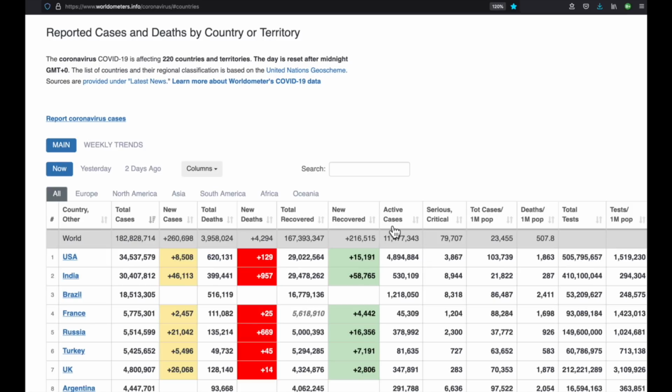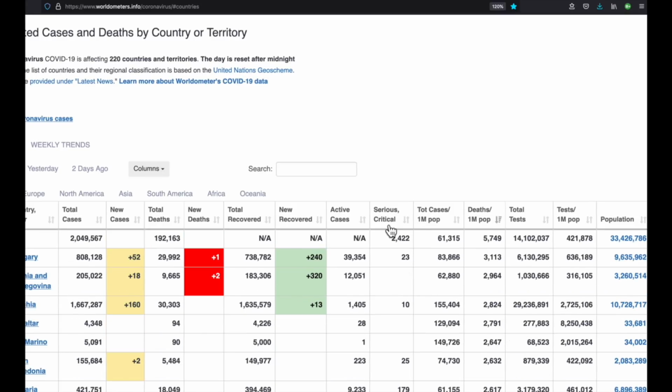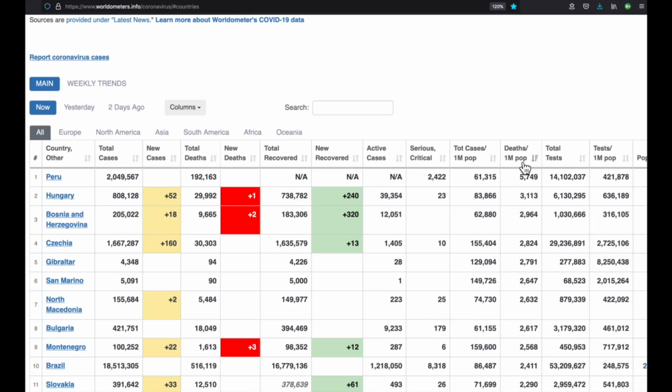Let's look at deaths per million. There you go. So when you sort by deaths per million, Peru jumps to the top of the list with 5,749 people per million that have died. Number 2 is Hungary.